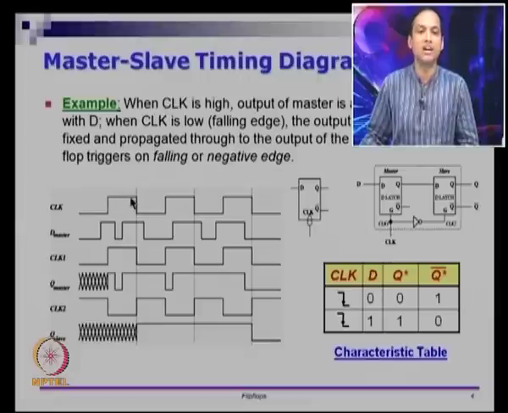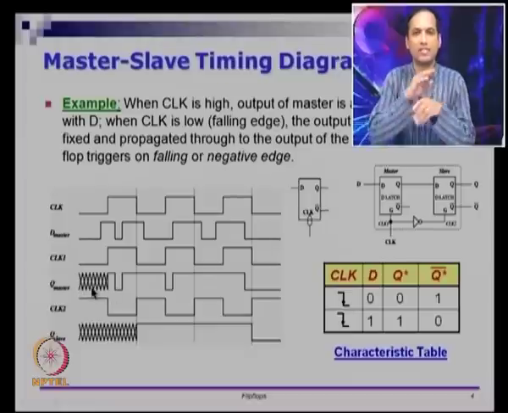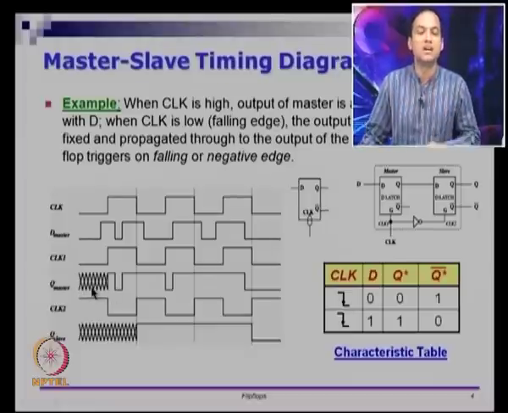So this is 1. So all changes in D which is coming into the master will go as Q of the master, right. So even if I do not know what is happening before the clock, this cross kind of hatching that you see there indicates that I do not know what the value of D is, or I do not care about what the value of D is. Let us see from this point onwards what happens.